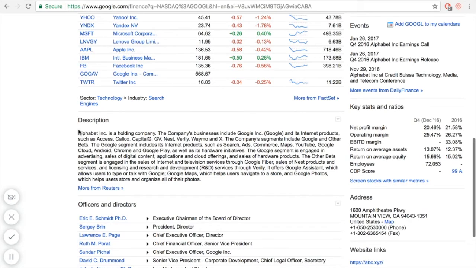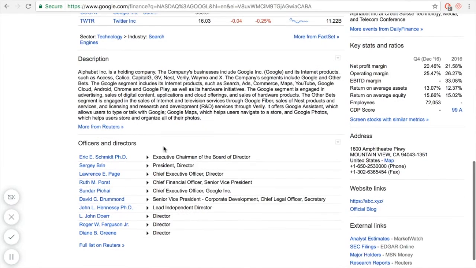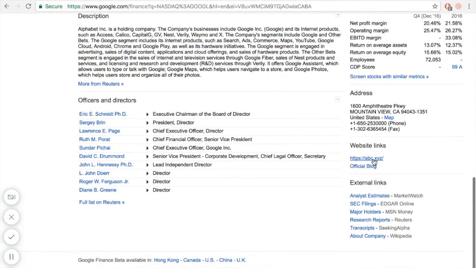Over here is the description. So when you look up a company and you don't really know what it does, you just want to go down here to see what they do. These are the heads of Google and some of the people on the board. The website link to Google, their blog.